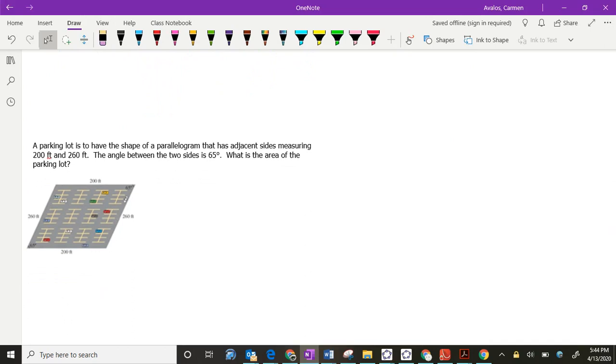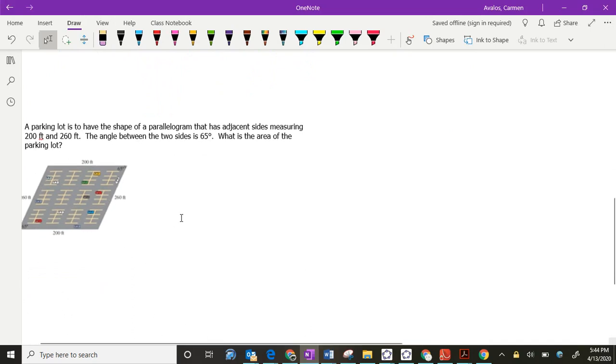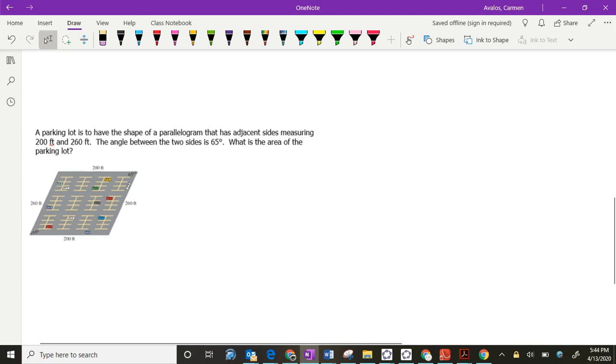a word problem. A parking lot is to have the shape of a parallelogram, which is what's given right here, that has adjacent sides measuring. Okay, so everything's on here. There's an angle that's given as 65. What is the area of the parking lot?